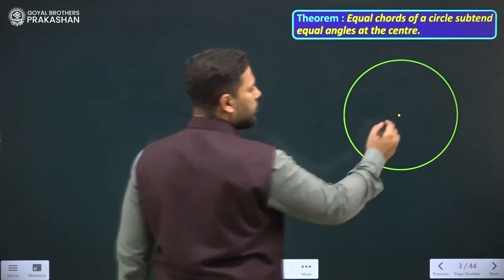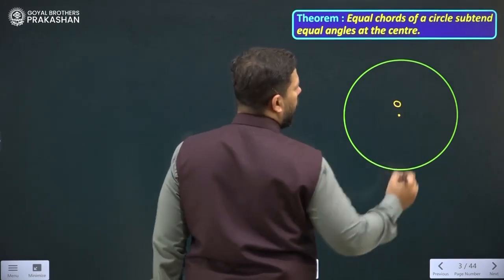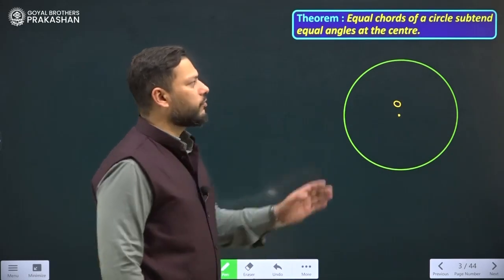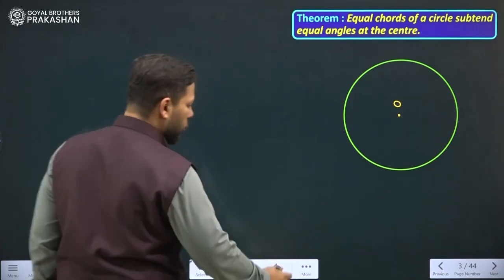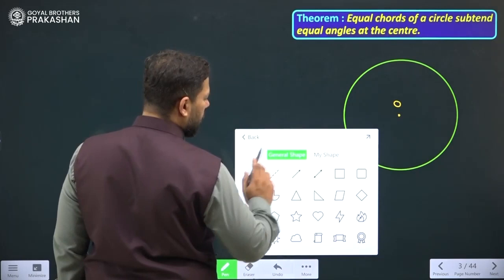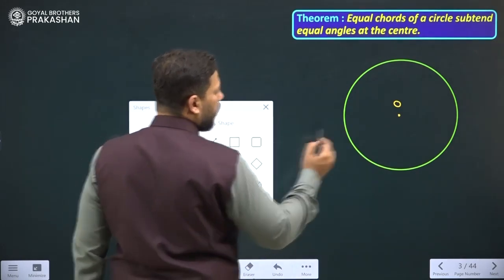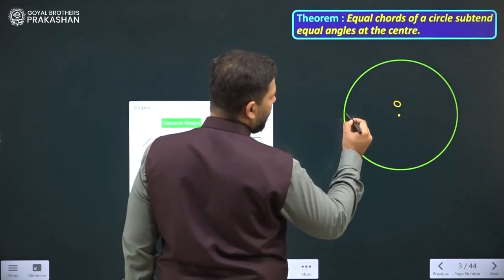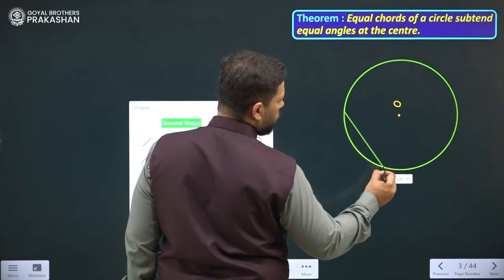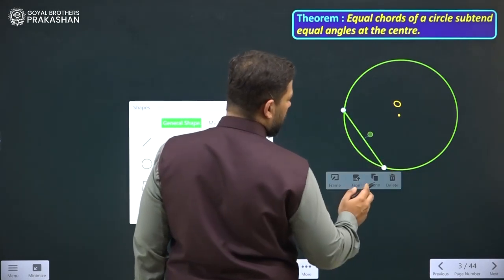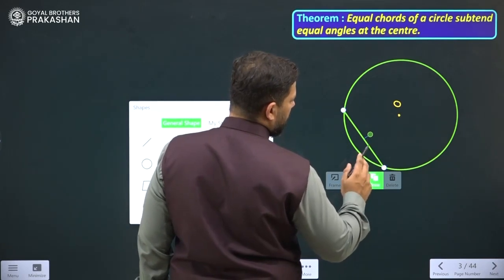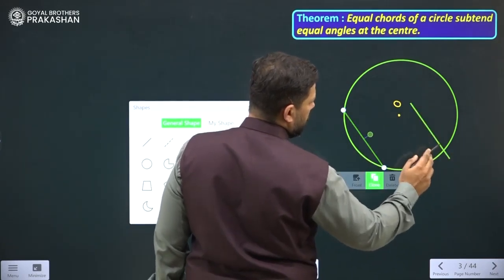So let us take this point as point O, and we have equal chords of a circle. So let us take two chords which are equal to each other. We know what is a chord. Chord is that line segment which touches the circle at 2 points. So this is one of the chords. And the other chord is this.